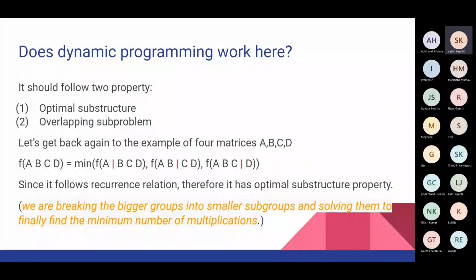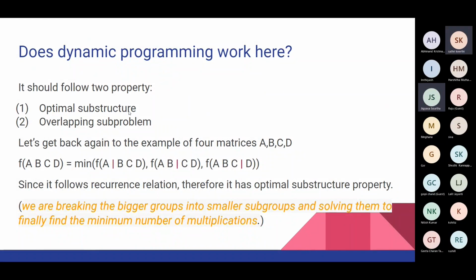So does anyone want to suggest how it works here? Or let's start with why dynamic programming works here, or what are the properties that the question should follow for the dynamic programming to work. As you know, there are two properties. The one is optimal substructure and another is the overlapping subproblem.